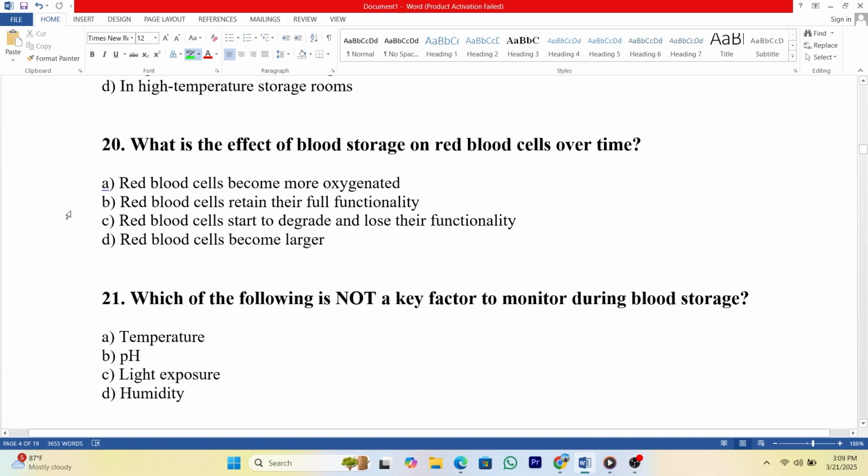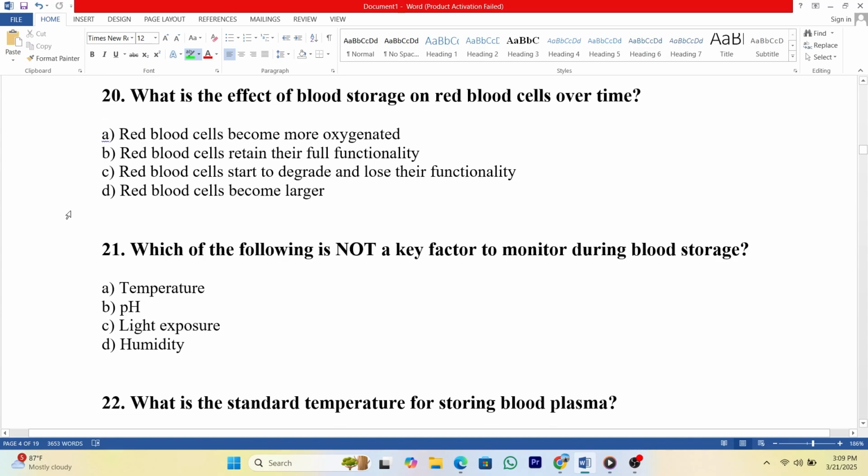20. What is the effect of blood storage on red blood cells over time? A. Red blood cells become more oxygenated. B. Red blood cells retain their full functionality. C. Red blood cells start to degrade and lose their functionality. D. Red blood cells become larger. Answer, C. Red blood cells start to degrade and lose their functionality.